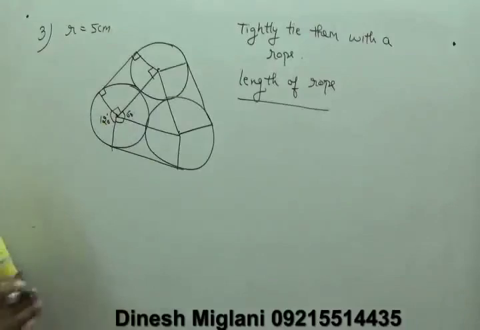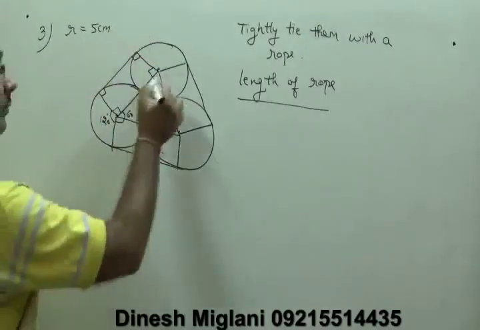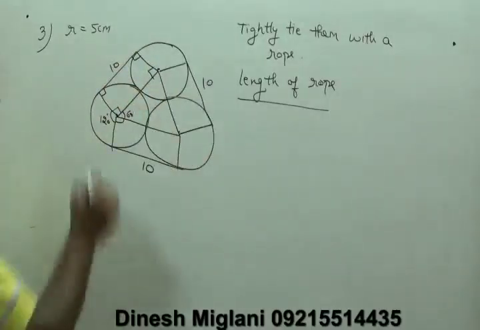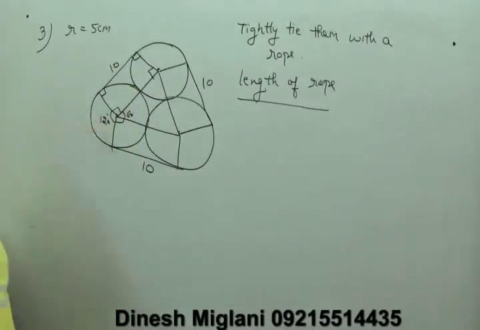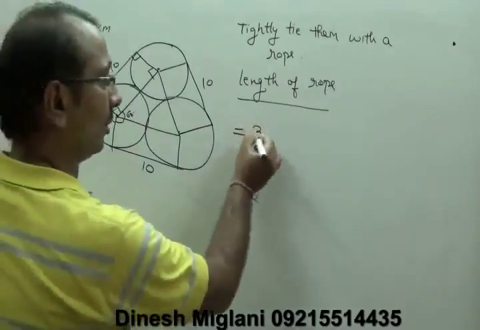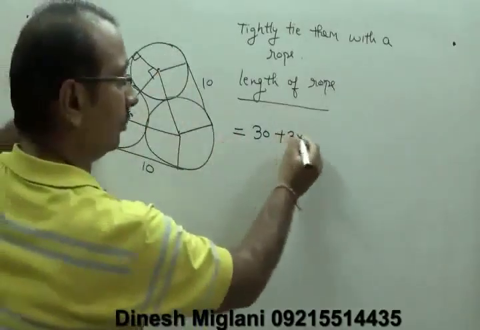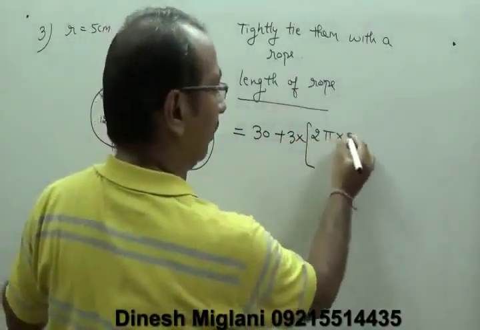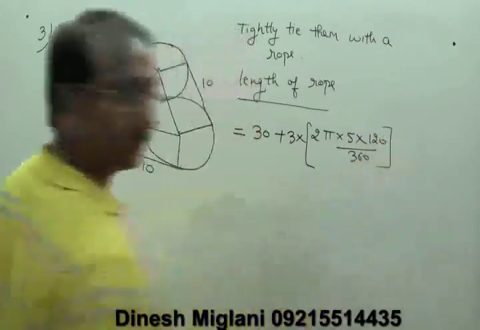Now in order to answer my question, what do I basically require? I require this length that I can easily find. This is 5, this is 5, this becomes 10. This also becomes 10, this also becomes 10. I just require this, that is the length of the arc for which theta is 120 degrees and the radius is 5. So my total required rope is 30 plus 3 into the length of arc, that is 2 pi r theta upon 360. That we have to make.